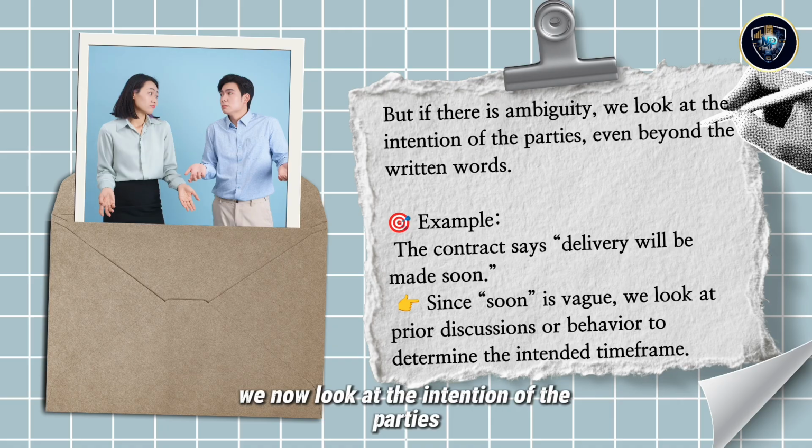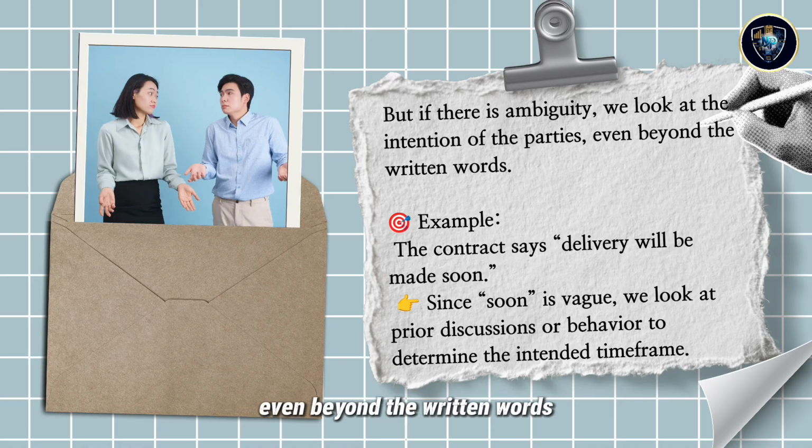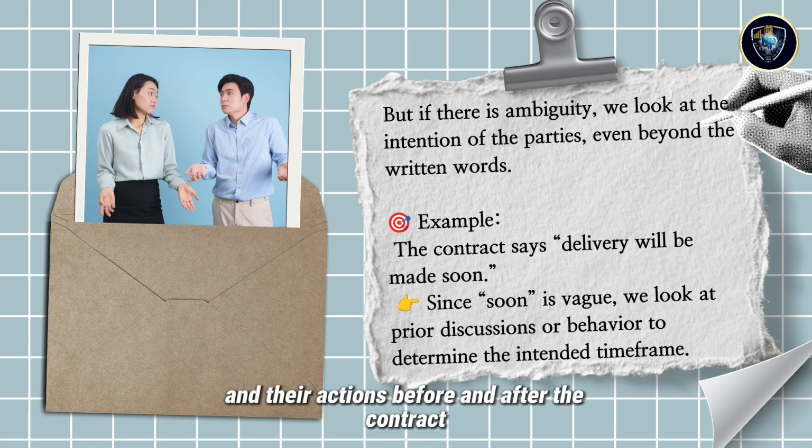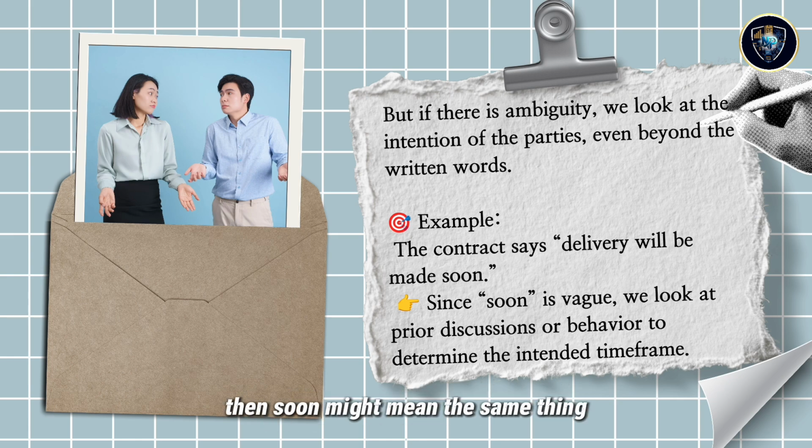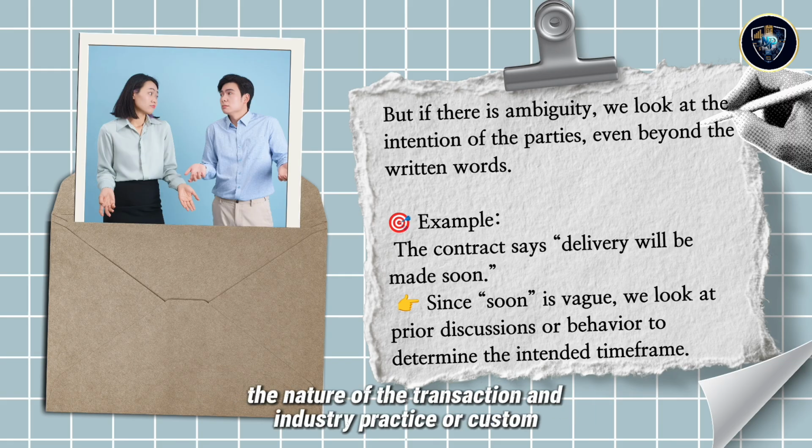We now look at the intention of the parties even beyond the written words and their actions before and after the contract. So if, in previous transactions, delivery usually happens within 3 days, then soon might mean the same thing. We also consider the whole contract, not just one clause, the nature of the transaction and industry practice or custom.